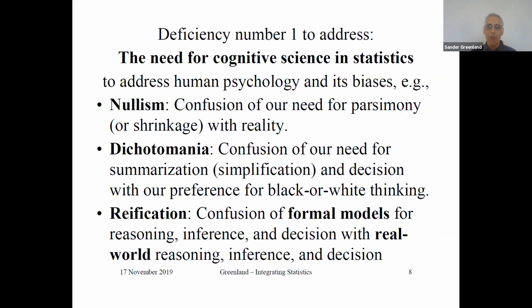Here's sufficiency number one to address. It's really three items that I'll give as examples of the need for cognitive science and statistics to address human psychology and its biases. Nullism, which we just saw in a form: confusion of our need for parsimony or shrinkage with reality. We have a need for simplification, nature does not. Dichotomania: confusion of our need for summarization, simplification, and decision-making, as they had to do in the GWAS studies, with our preference for black or white thinking. Just because we make a decision, and Neyman emphasized this point, doesn't mean we have to believe it's the right thing or believe more. We just say, this seems to be our best bet. And then reification: confusion of formal models for reasoning, inference, and decision, whether they're frequentist or Bayesian, with real-world reasoning, inference, and decision.